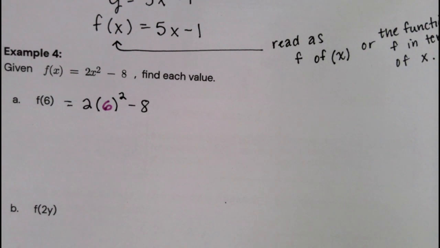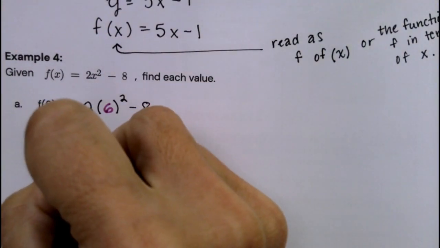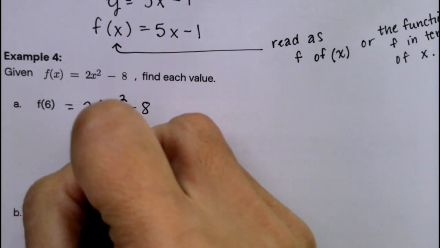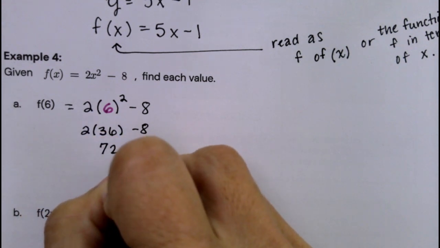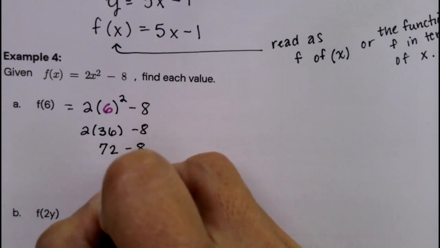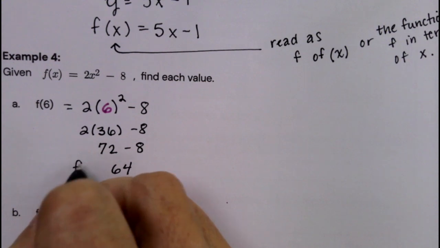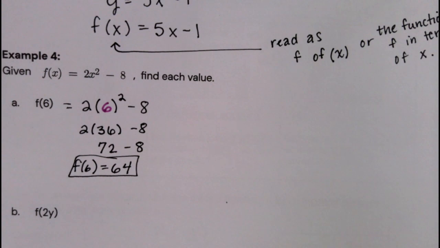So if we are evaluating that, 6 squared is equal to what? 36. So then we have 2 times 36. I heard 72, that's correct. And then we have 72 minus 8. What's that give us? 64. So f of 6 is 64.